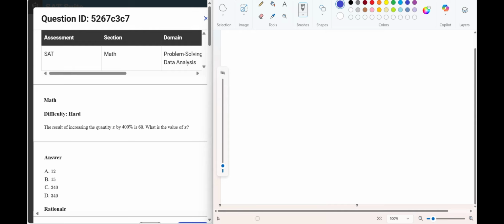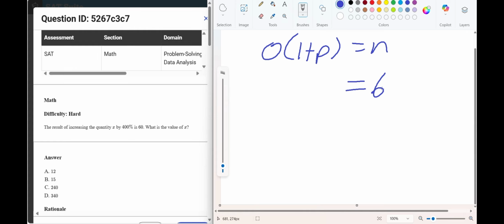In this case, we know it's going to be a percent increase, so we should be working with original times 1 plus our percentage is going to be equal to our new value. If we know it's that formula, it's all about just plugging everything into the right spot. The result of increasing the quantity X by 400% is 60, and "is" is always equal to, so it is 60, that's going to be our result. The quantity X that's being increased, we don't know, that can be our original number. So original, we don't know.